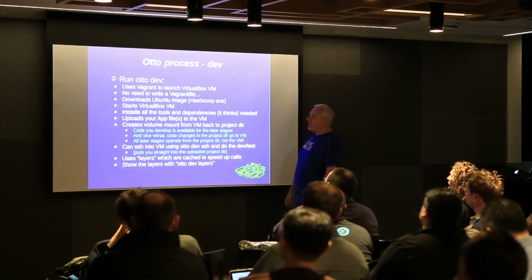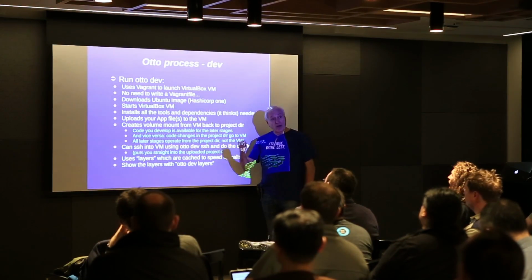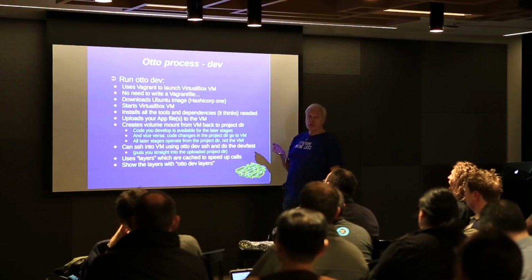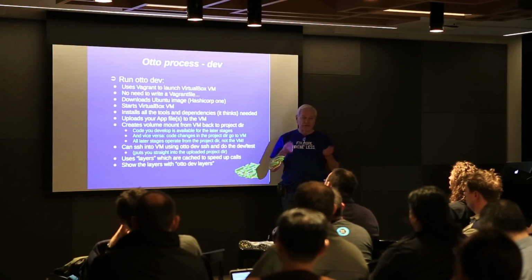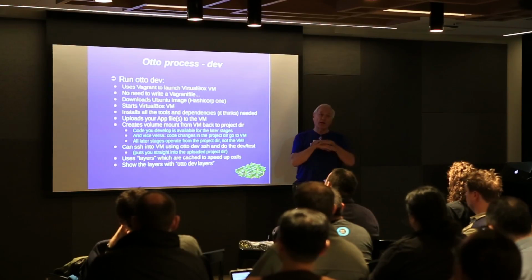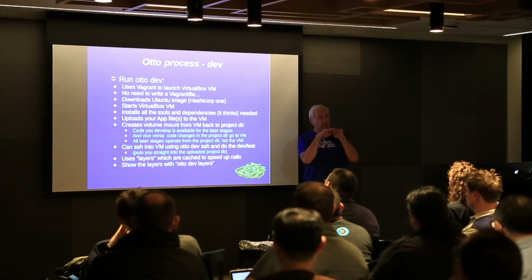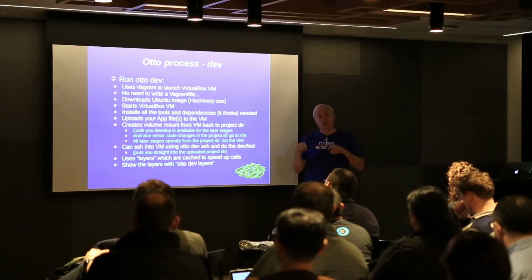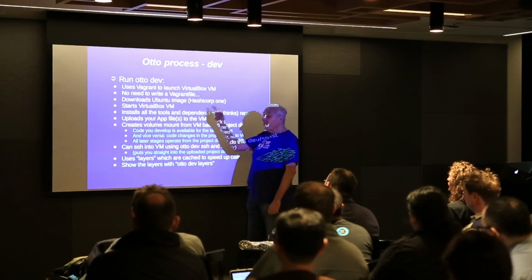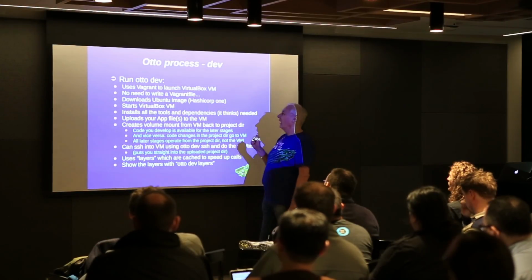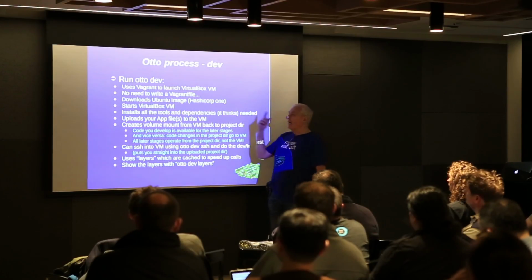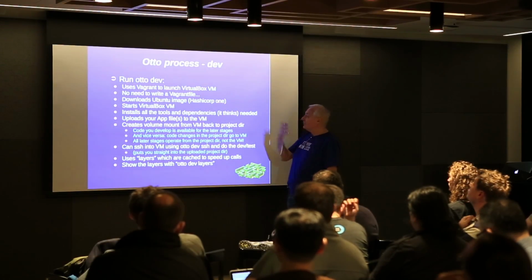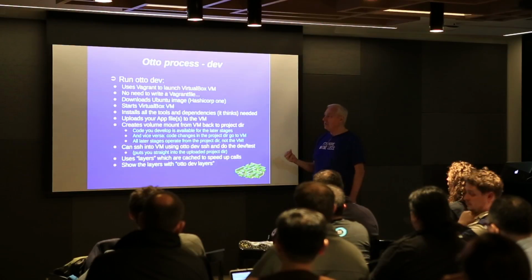So you run Otto dev, and it uses Vagrant to fire up your VirtualBox VM. What it does is, here's one I made earlier, and it makes a VM which it then clones to launch the instance you're actually going to use. Don't have to write Vagrant files, good. It downloads this Ubuntu image, the HashiCorp one, starts the VirtualBox, installs the tools that it thinks you need.